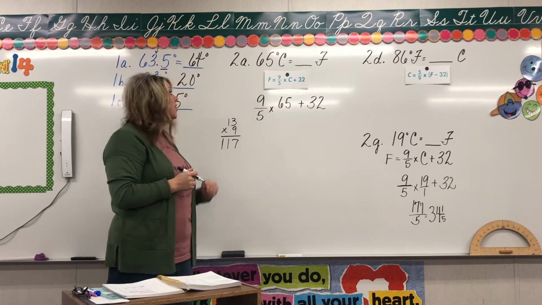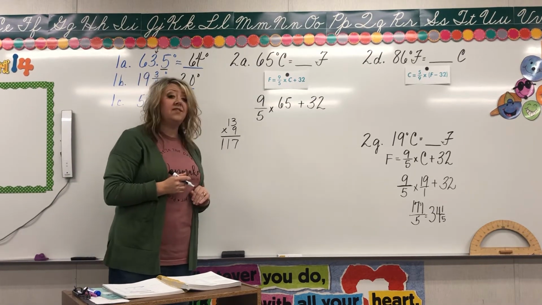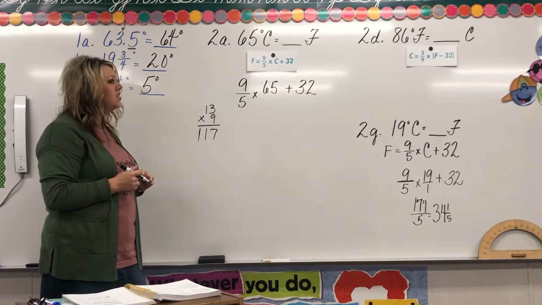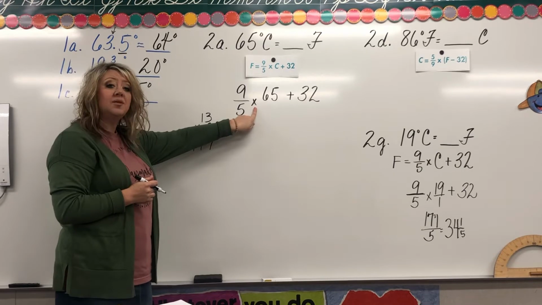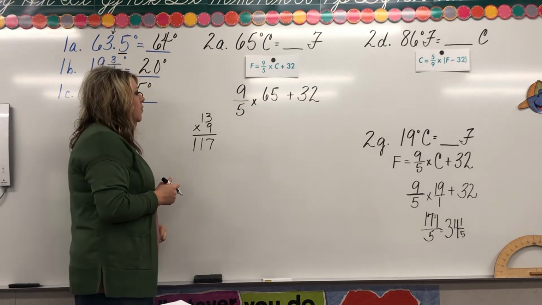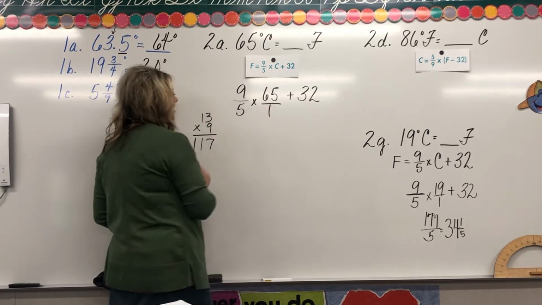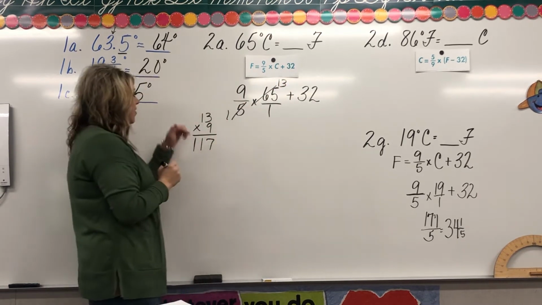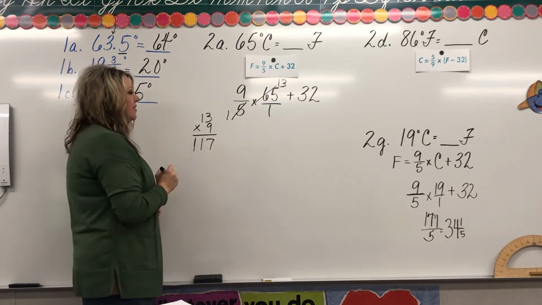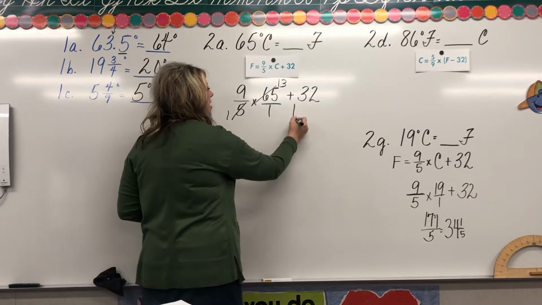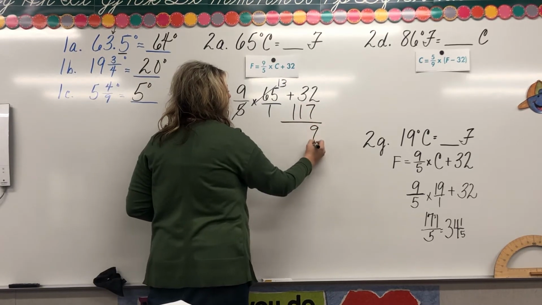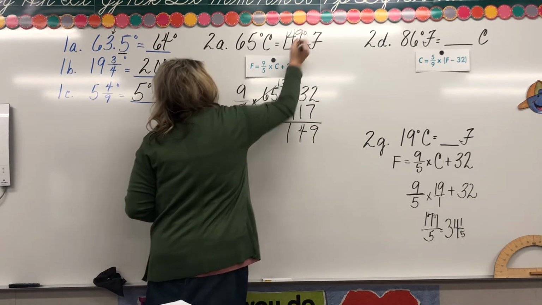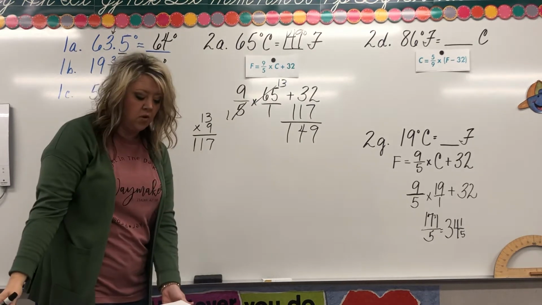Let's shift over now to 2a, 65 degrees Celsius. Here's our formula, 9/5 times C plus 32. Remember, you multiply before you add. So we say 9/5 times 65 over 1. We know these can cancel to 1 and 13. I've done the math here. 13 times 9 is 117. And then we simply add that to 32 to get 149 degrees. That's your answer for 2A.